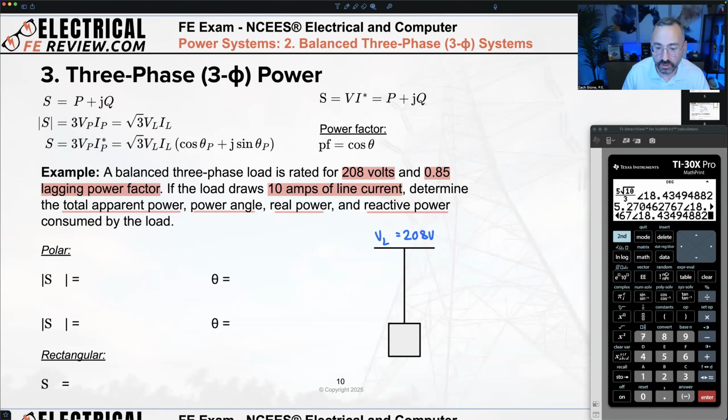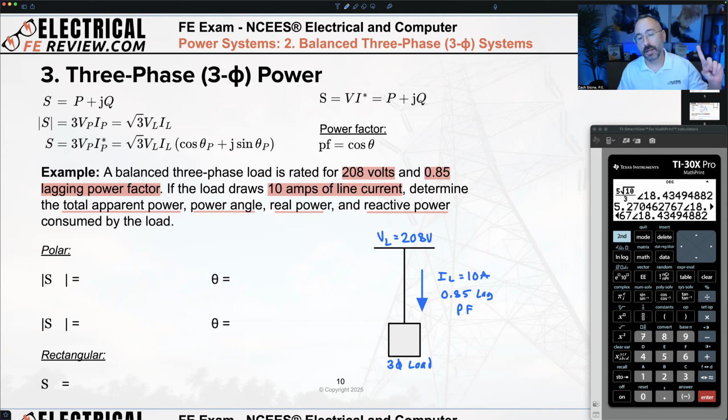So here's the voltage being supplied to the load at the bus, at the panel. This is going to be our three-phase load down here. According to the problem, the three-phase load draws a line current magnitude of 10 amps. I'm just filling in the values from the problem at a lagging 0.85 power factor. All right, we want the apparent power, power angle, real power, and reactive power.